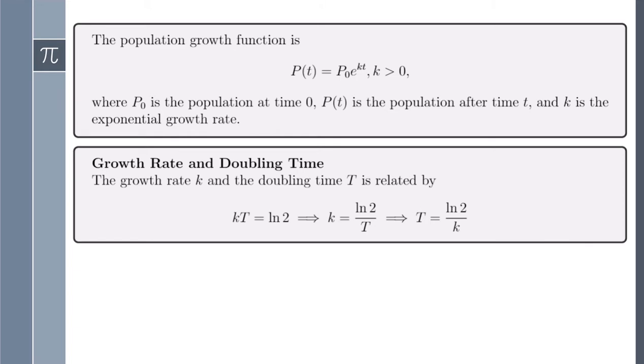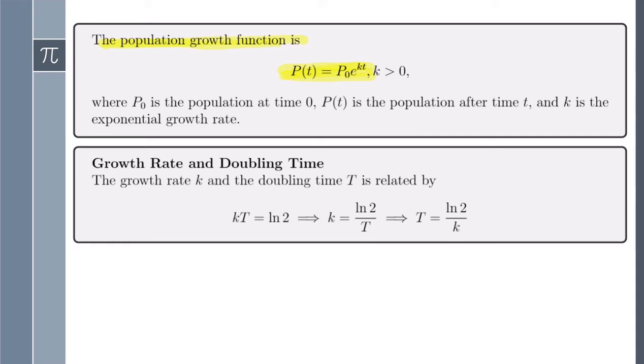So the first application is that we use an exponential function as a growth function. In order to model a population growth, we use an exponential function. The equation for that population growth is P of t, the current or future population after time t, equals P naught, which is the initial population at time t equals 0, times e to the k times t, where k is the exponential growth rate.